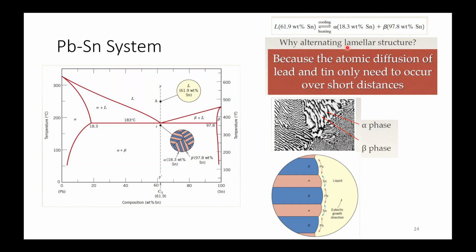And why alternating lamellar structure? Because atomic diffusion of lead and tin only needs to occur over short distances. So that's why. So how does this microstructure occur? Firstly there will be formation of either beta or alpha, then in the adjacent parts there will be depletion of say lead or tin, so that will lead to formation of alpha layers. Then again there will be depletion in the adjacent part leading to formation of other layers. Now this is how your eutectic will keep growing in a particular direction from the liquid.